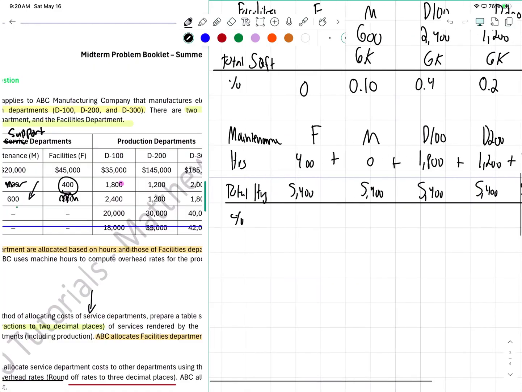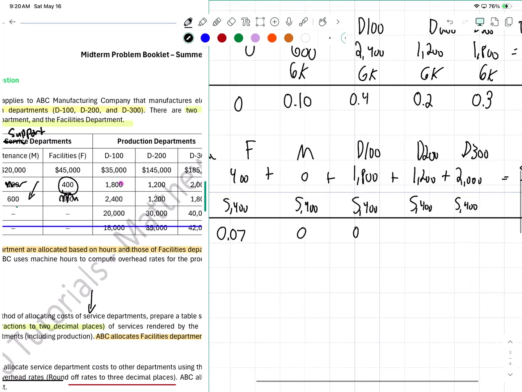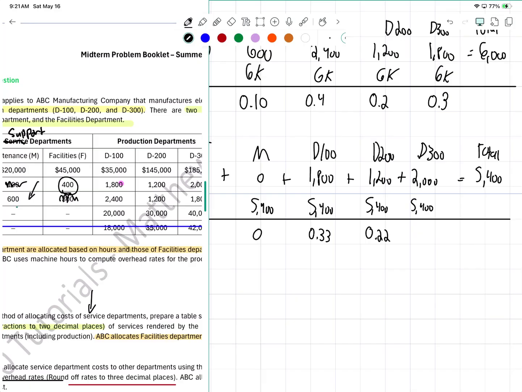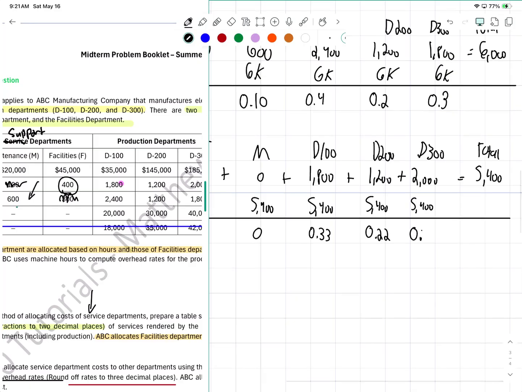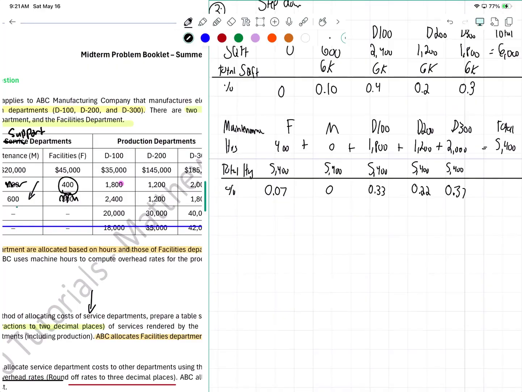5,400. And right off the bat, guys, we're now going to get allocations here of 0.07, 0 over here. You got 0.33. You got 0.22, 0.37. Okay? And there you go, guys. These are all your allocations here. And guys, if you want, you could try to see what the equation would look like, and I could actually just do that for you.